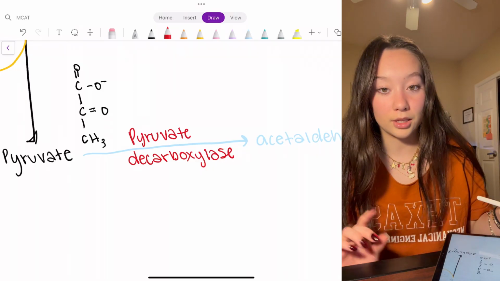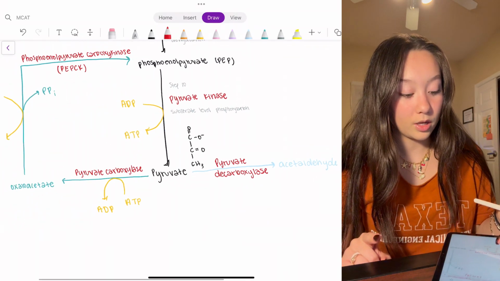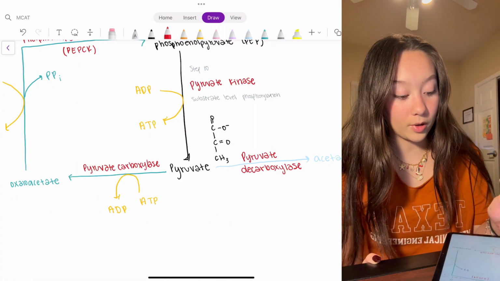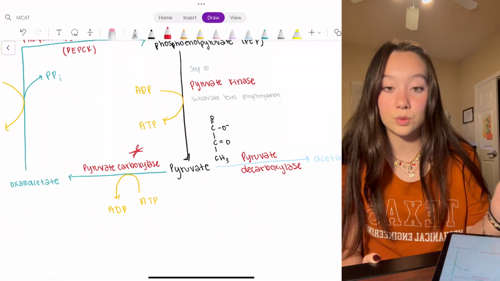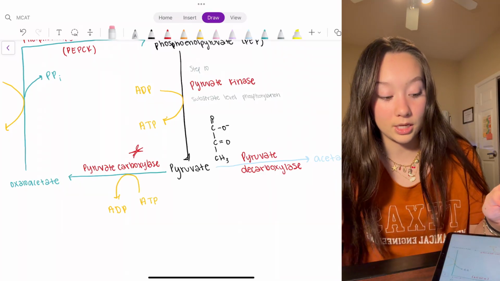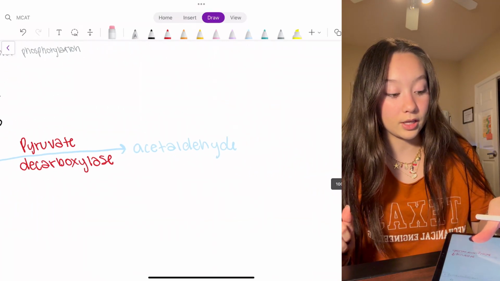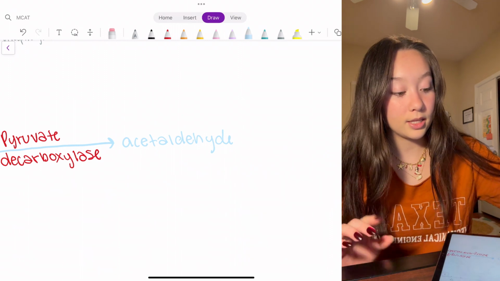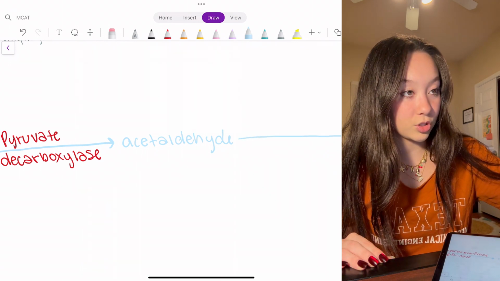And this might look a little familiar. If we zoom out, we can see that pyruvate carboxylase over here is what's used in gluconeogenesis. So instead of adding on that carbon, we're going to be taking one away. So acetaldehyde is our intermediate, and then the last step is just taking it straight to ethanol.